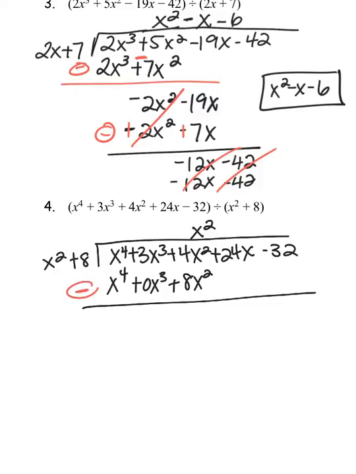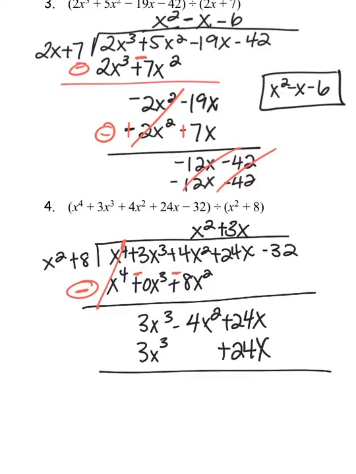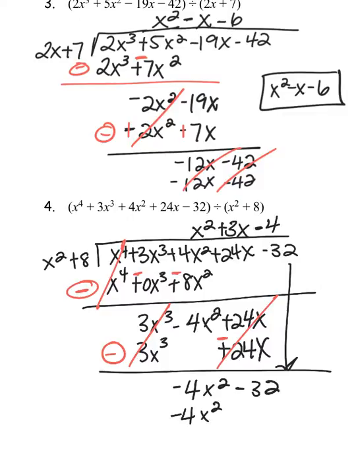So we're going to subtract, change our signs. So we get 3x cubed minus 4x squared plus 24x. x squared goes into x cubed 3x times. So 3x cubed plus 24x. Notice how I wrote it under there. Subtract, change your signs. I get negative 4x squared. This time I'm bringing down minus 32. And it goes in negative 4 times, so negative 4x squared minus 32. And so my answer is this.